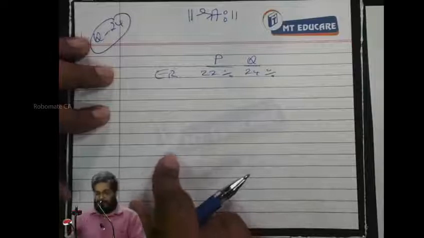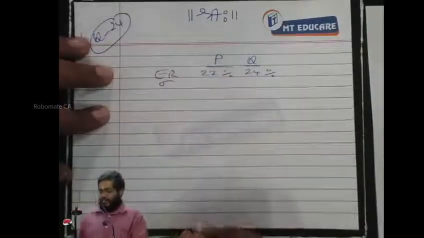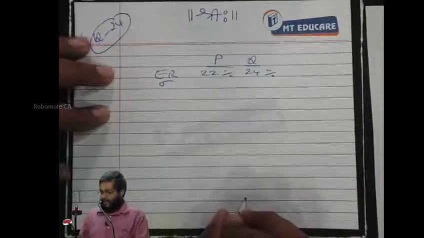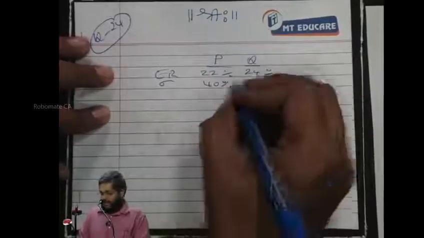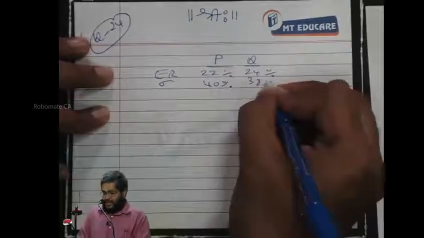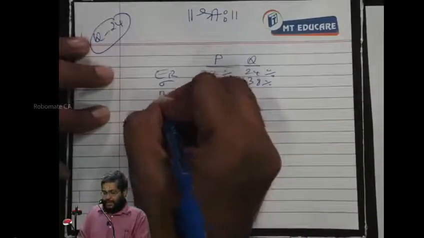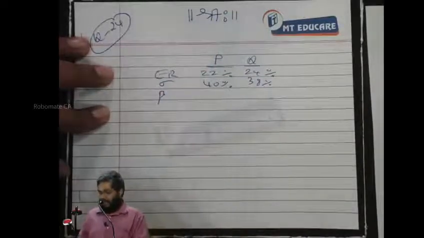Right or not? Next, standard deviation. What is the standard deviation of P and Q? 40 percent and 38 percent. Beta. What is the beta of P and Q?